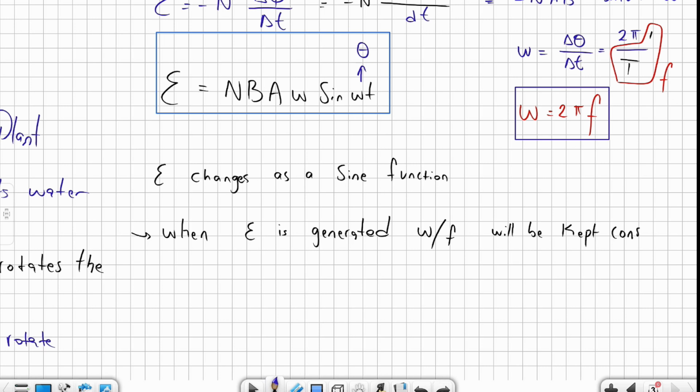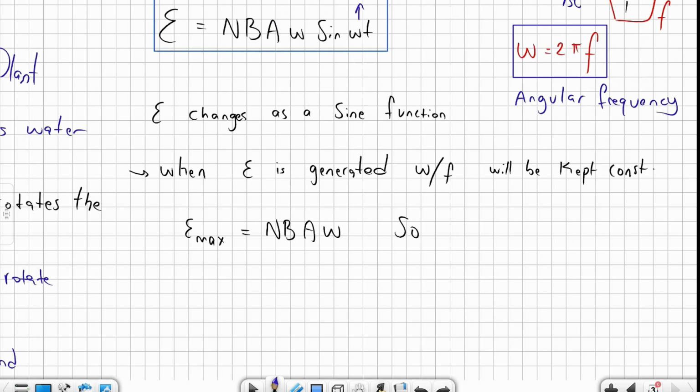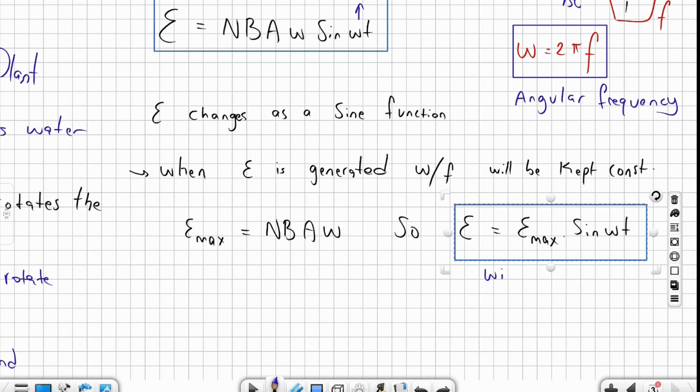Omega has some other names. The first ones that we studied in chapter 1 were rotational speed and angular speed, but here we will also be calling it angular frequency. f is frequency, omega is angular frequency. So the maximum value that this can have will be equal to NBA omega, when sine theta has the maximum value. So we can rewrite the equation above as EMF is equal to Emax, which is NBA omega, multiplied by sine theta or sine omega t. And that is actually the base of all equations that we have in section 3.